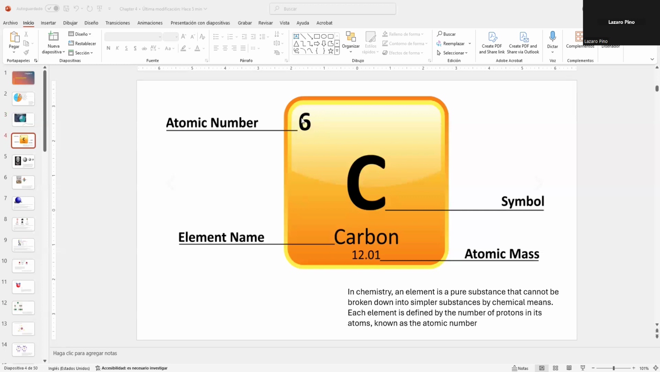Then, the number of protons of carbon is 6. This is what we call atomic number. Also, you can have in the information the symbol of the element, the name of the element, and the atomic mass. We're going to speak about the atomic mass later, but for now I can tell you that it's a combination of the mass of the element that is mainly in the nucleus.